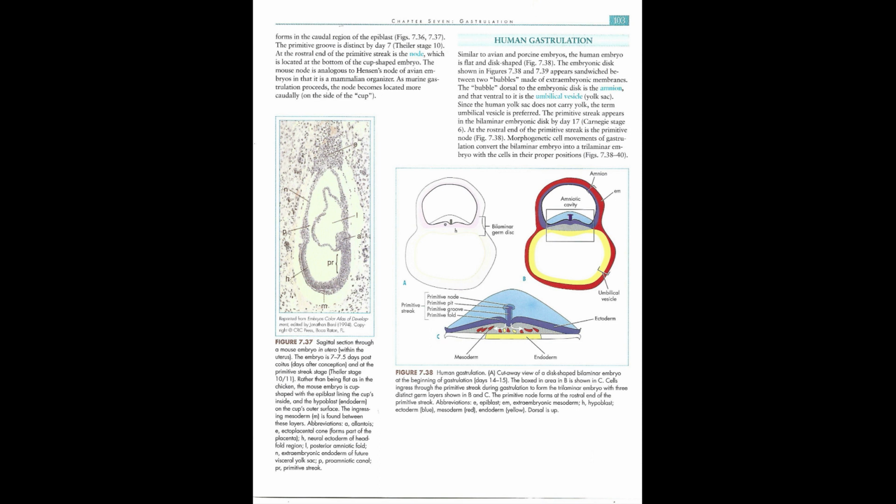Human gastrulation. Similar to avian and porcine embryos, the human embryo is flat and disc-shaped, Fig 7.38. The embryonic disc shown in figures 7.38 and 7.39 appears sandwiched between two bubbles made of extraembryonic membranes. The bubble dorsal to the embryonic disc is the amnion, and the one ventral to it is the umbilical vesicle, yolk sac. Since the human yolk sac does not carry yolk, the term umbilical vesicle is preferred.